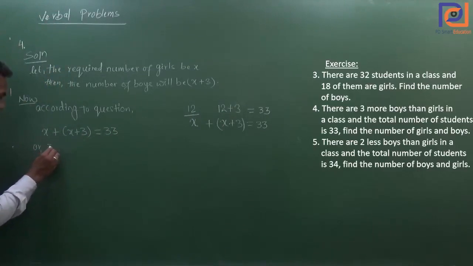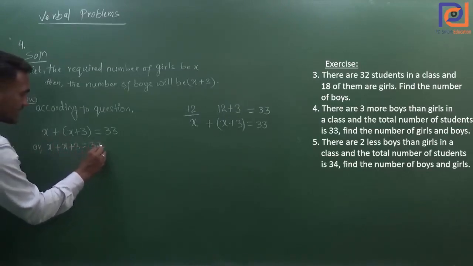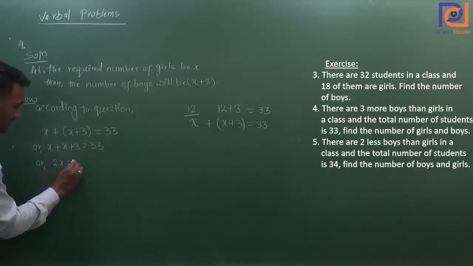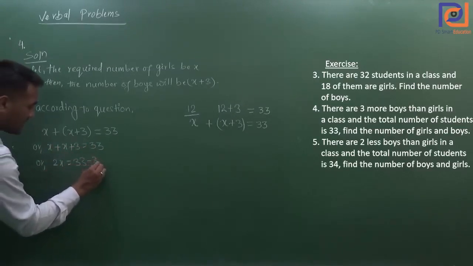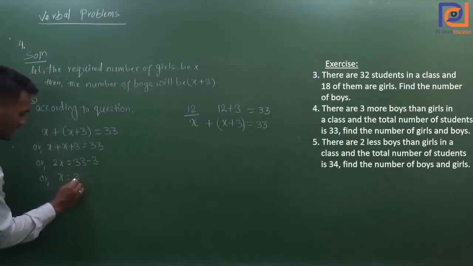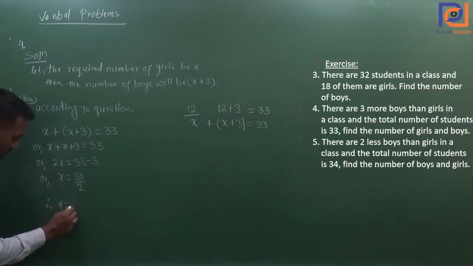Now remove the bracket here. There's a plus sign, so no sign changes. You can remove directly, keeping the sign as it is. So what will be here now? 2x is equals to 33 minus 3, or 2x is equals to 30. There is 2 that goes to this side, that will divide. Now after subtracting only you will divide. I have done here directly. Now what will be here now? X is equals to 15. Number of girls is 15.